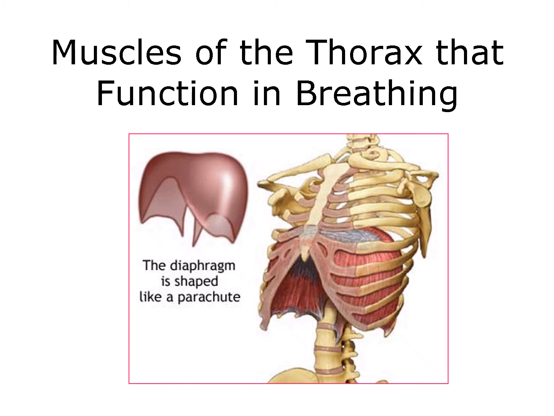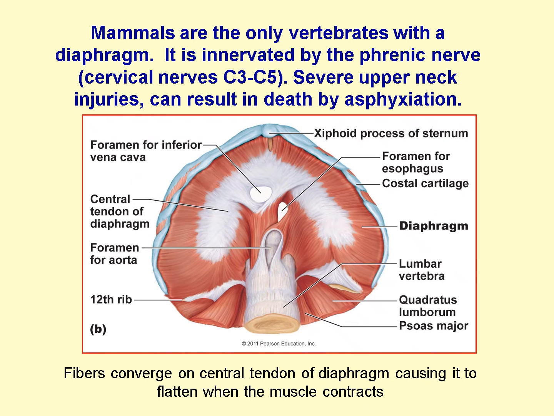The origin of the diaphragm is on the inferior border of the rib cage and sternum, costal cartilages of the last 6 ribs and lumbar vertebrae. It inserts on the central tendon of the diaphragm, which is continuous with the fibrous pericardium in the thorax. In this view, we are looking up at the diaphragm from the abdominopelvic cavity. Notice the opening in the diaphragm for the passage of the aorta, esophagus, and inferior vena cava.